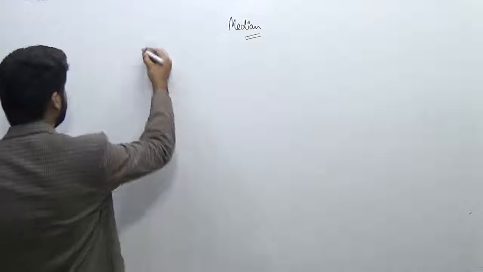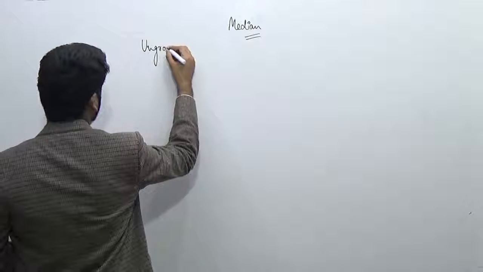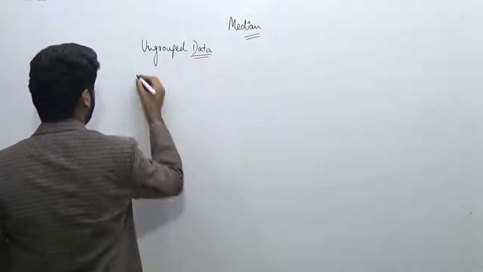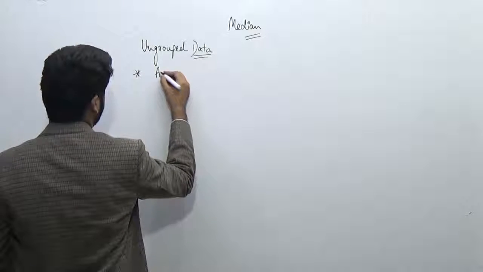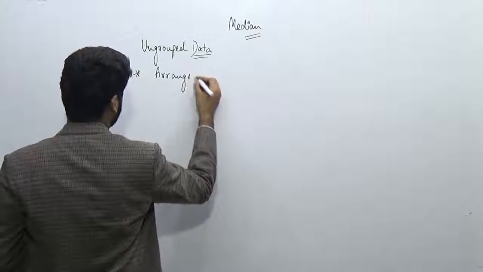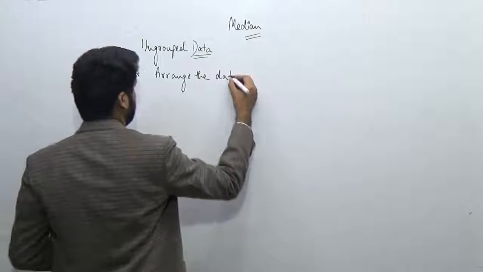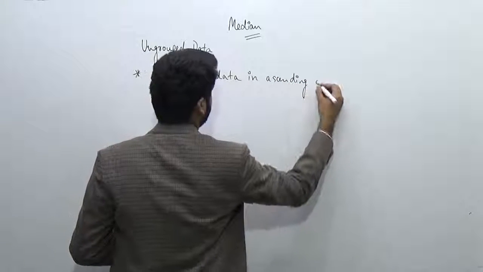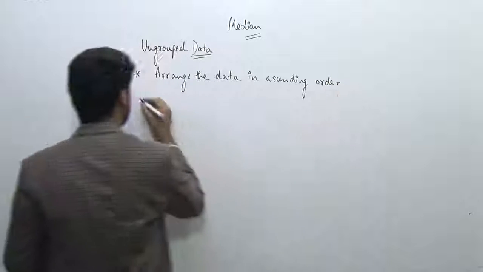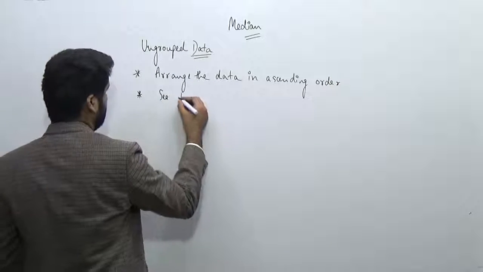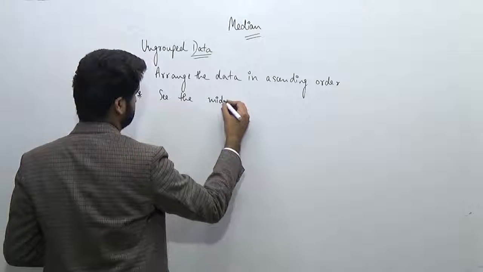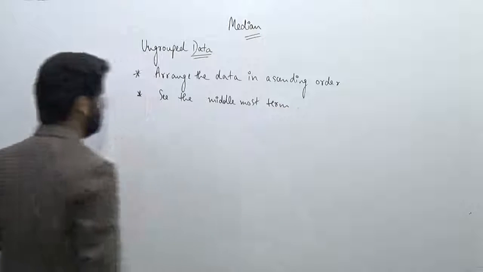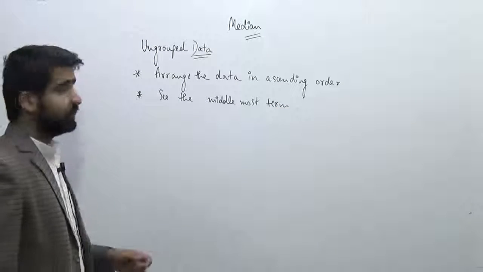So first of all, let's see median in case of ungrouped data. Now guys, in case of ungrouped data, step 1 is to arrange the data in ascending order, and then after that, see the middlemost term. So first arrange the data in ascending order and then see the middlemost term.